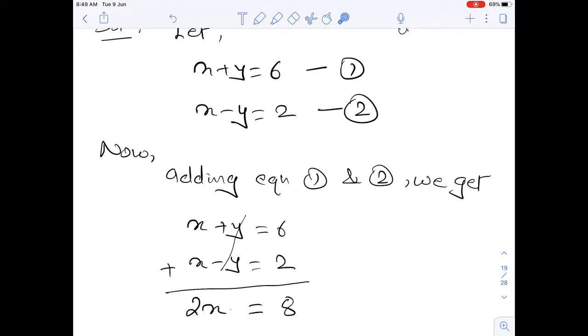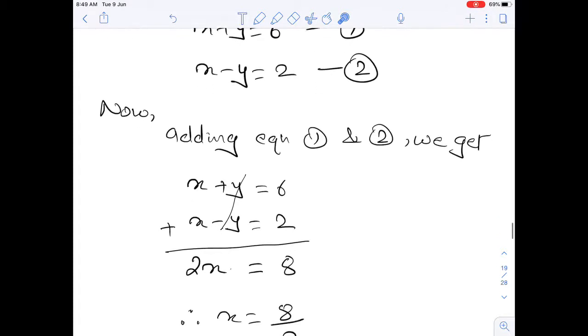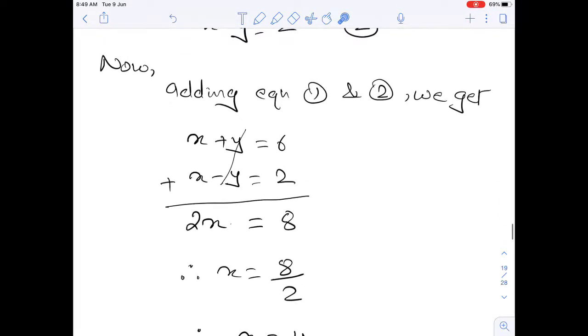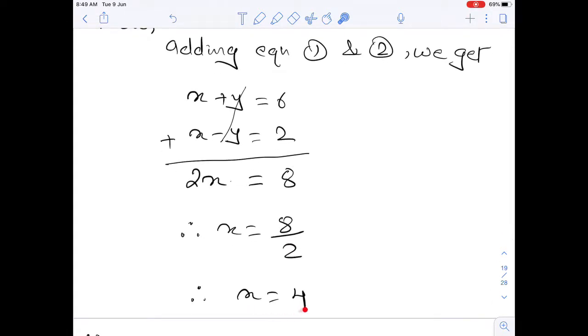Now what will be our next step? We have to keep x on one side and all the remaining numbers on the other side, that is, we will change the side of this 2. Here 2 is multiplying x, so if we change its side, it will go and divide on the other side. So you will get x equals 8 upon 2. Now we can divide: 2 fours are 8, therefore x equals 4 is the value of one of the variables.